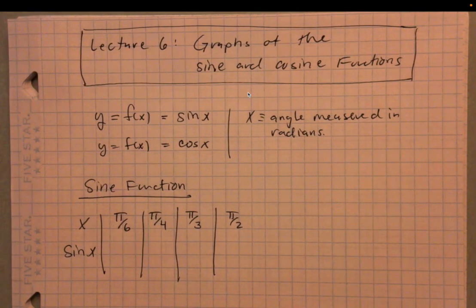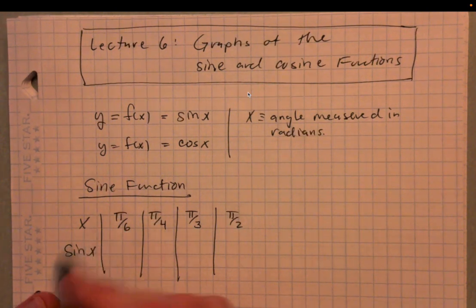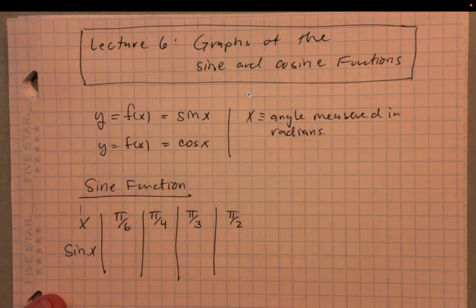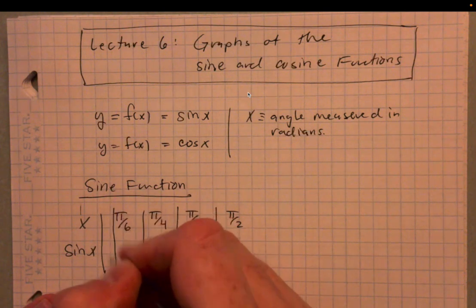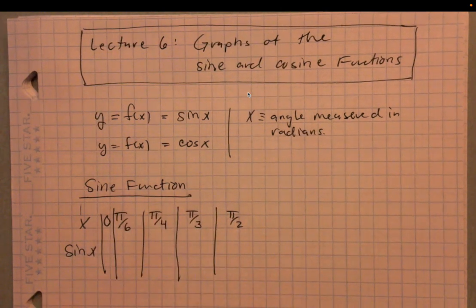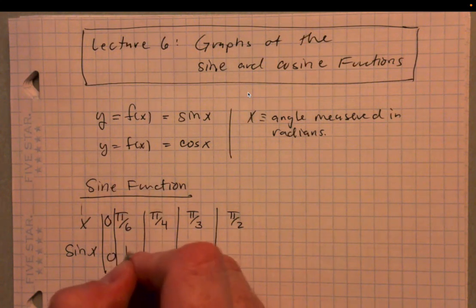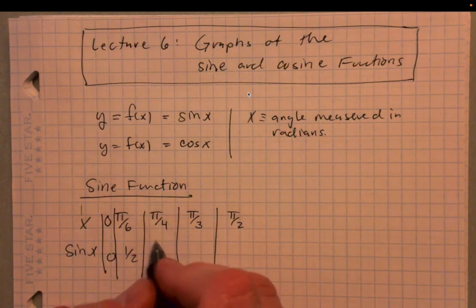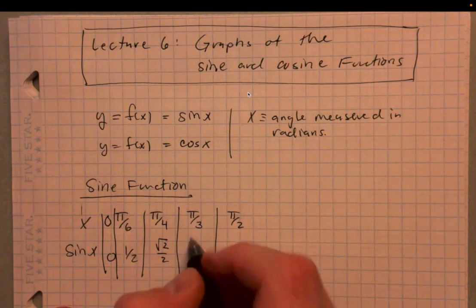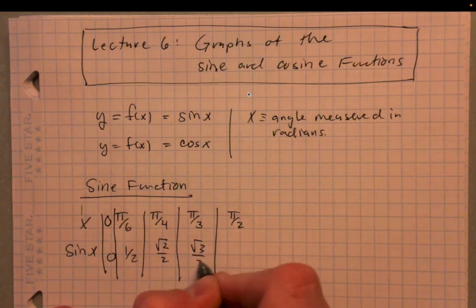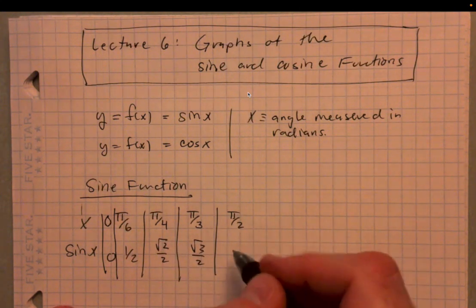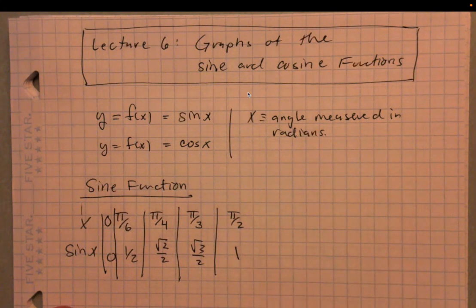Okay, and so we can just drop those on here. So it starts at 0. Let's put a 0 here. So at 0, it is 0. At pi over 6, we said it was 1/2. At pi over 4, it's the square root of 2 over 2. And then it's the square root of 3 over 2. And then at pi over 2, it tops out at 1. Okay, and so this is what it looks like in the first quadrant.